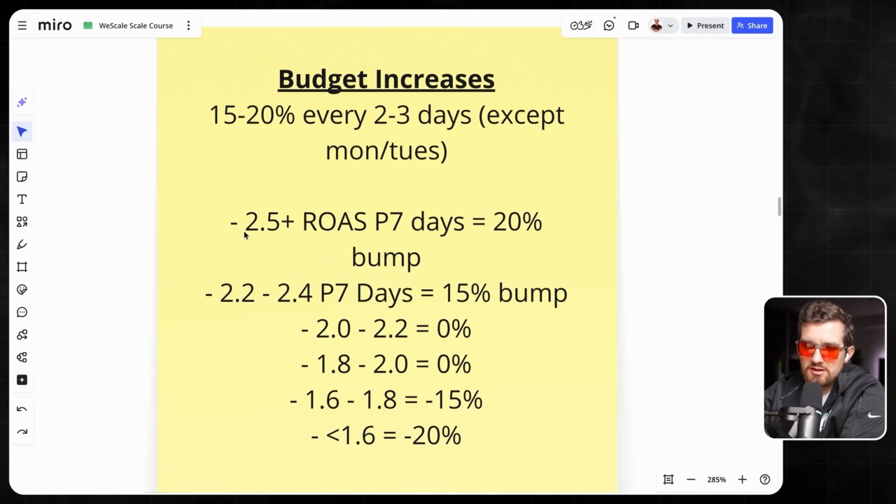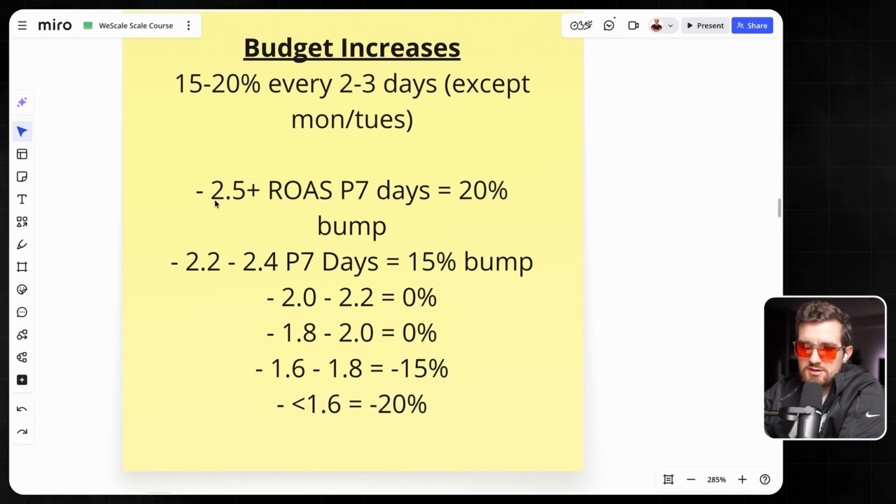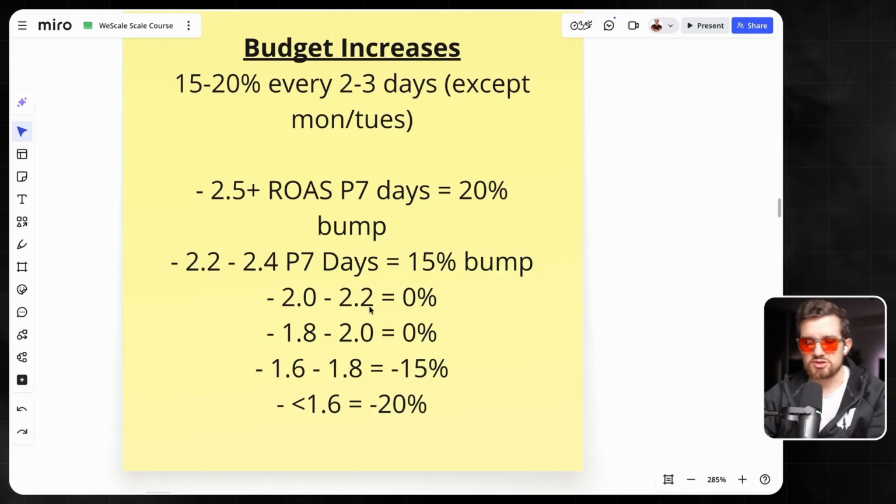And here's the criteria that I follow when bumping budgets. So 15 to 20% every 2 to 3 days. And what I'm looking at is the past 7-day ROAS. So if it's at a 2.5 plus, then I'm bumping it by 20%. If it's in like a 2.2 to 2.4 range, about 15%. And if it's at a 2 to 2.2, which is just above break even, which is about 1.9, and we'll talk about how we calculate that in the next lesson. But anything below that, I'm just leaving it. And if it's in the 1.6 to 1.8 range, then I'm cutting it.